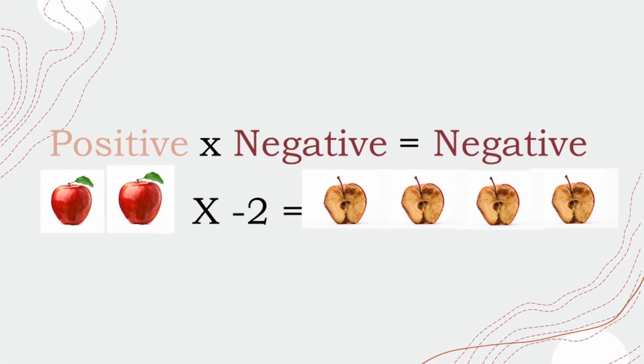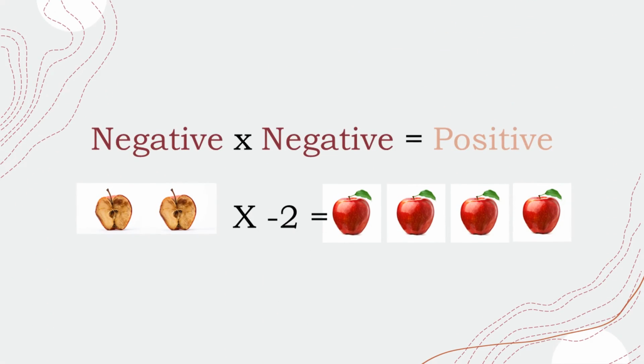All right, this example is what you guys are waiting for. Negative times negative is positive. So negative means you have two rotten apples and you act on it with times -2. For the last example, we said that the negative number will reverse the truth, like the good apples become rotten apples. So in this case, if you have a negative, which is the rotten apples, and you act with negative, it reverses the truth. So it becomes positive. So you actually will have good apples.